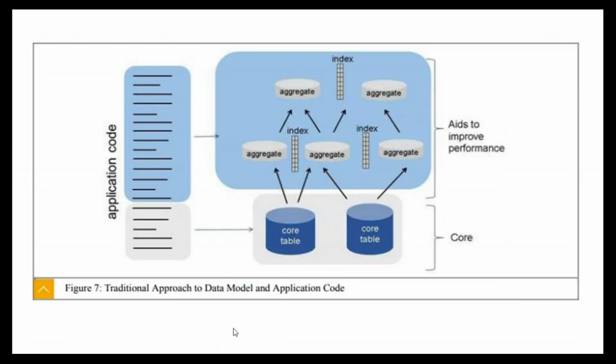Now we have the traditional approach to data model and application code. We have application code here. The traditional model was like, we had core tables. Core tables are, as you already know, VBAK, VBAP, MARA, MARC, MARD, BKPF, BSEG, something like that. Now here, on these data, we used to build indexes and aggregates before we present that in the reports, so that we can access the data faster.